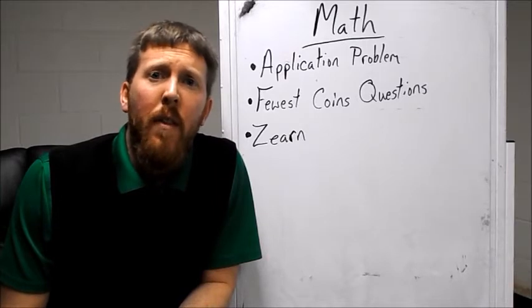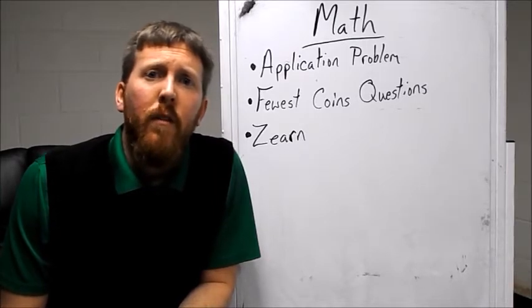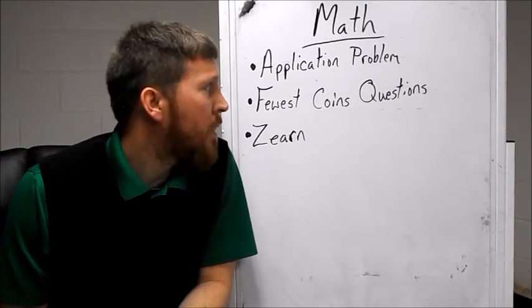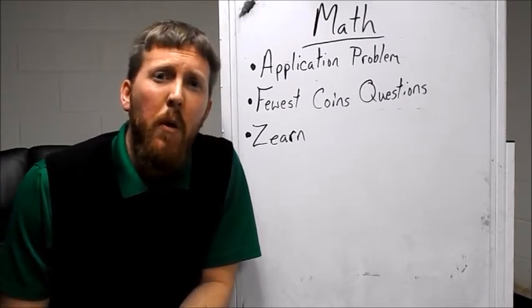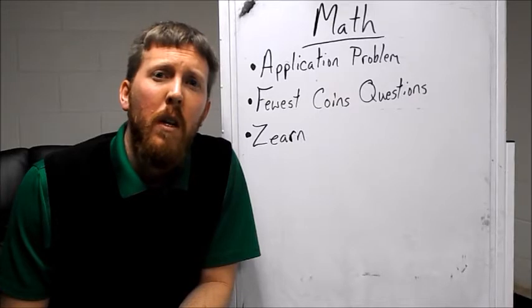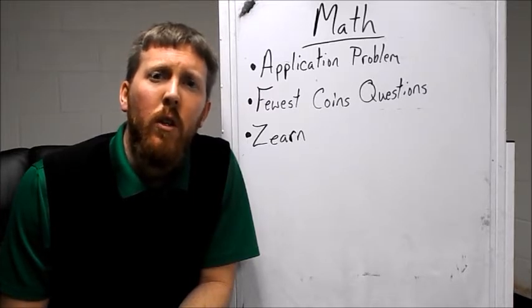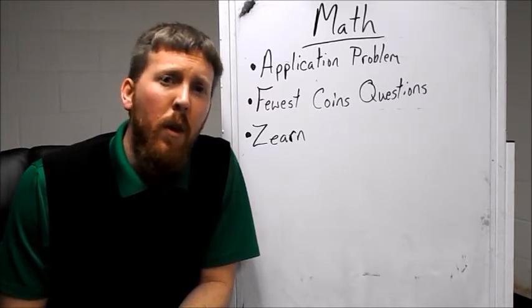As we finish up math today, let's look at what you have left to do. You have an application problem as well as the fewest coins questions. Both of these are going to be in a Google form. And then you're going to finish up with Zearn. You're only going to do Zearn for about 15 minutes, but I'm trying to switch it up from iReady and Zearn. So you're going to go on Zearn today. Three things for math.